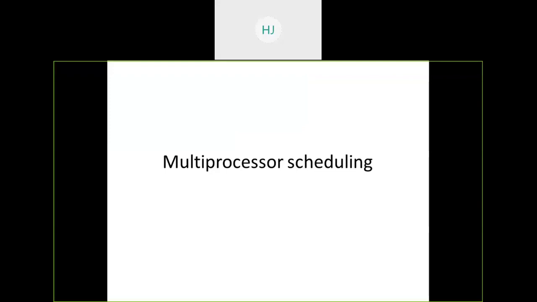While approaching multiprocessor scheduling, one approach is when all the scheduling decisions and input-output processing are handled by a single processor, which is called the master.